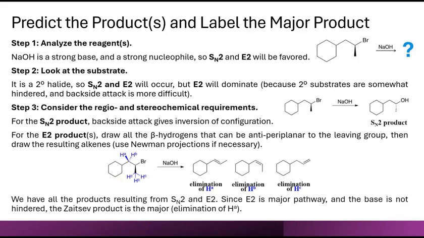We have all the products resulting from SN2 and E2. Since E2 is a major pathway and the base is not hindered, the Zaitsev product will be the major product, or elimination of HA.